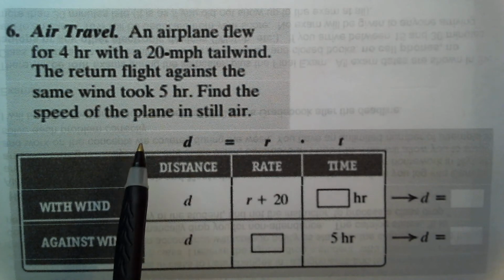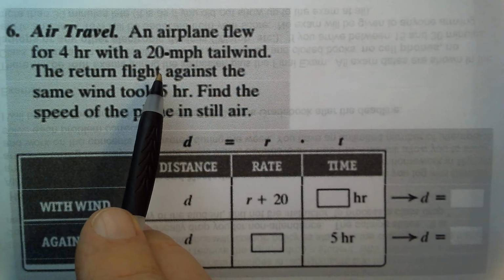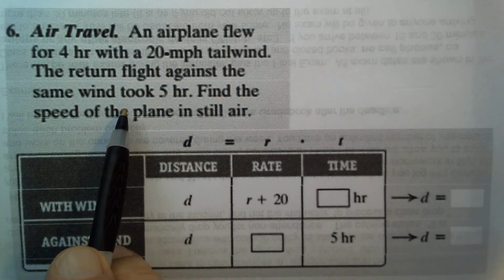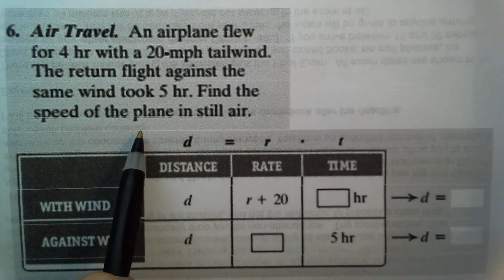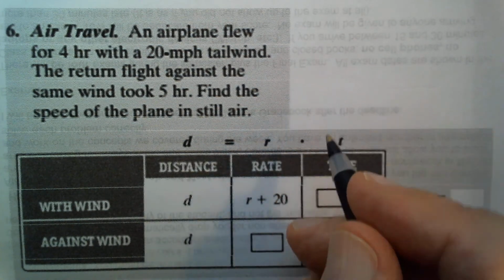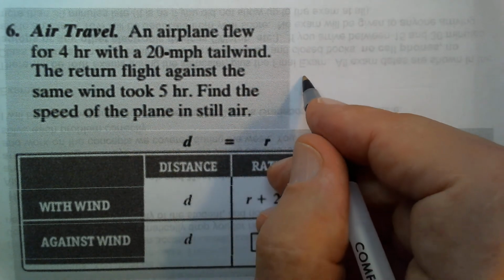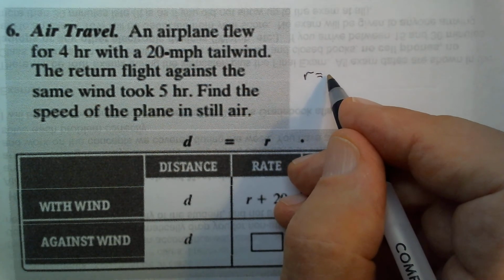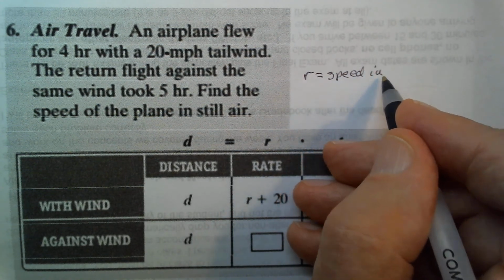Exercise 6 is about air travel. An airplane flies for 4 hours with a 20-mile-per-hour tailwind. The return flight against the same wind took 5 hours. Find the speed of the plane in still air. So let's say R is the rate, the speed of the airplane in still air.